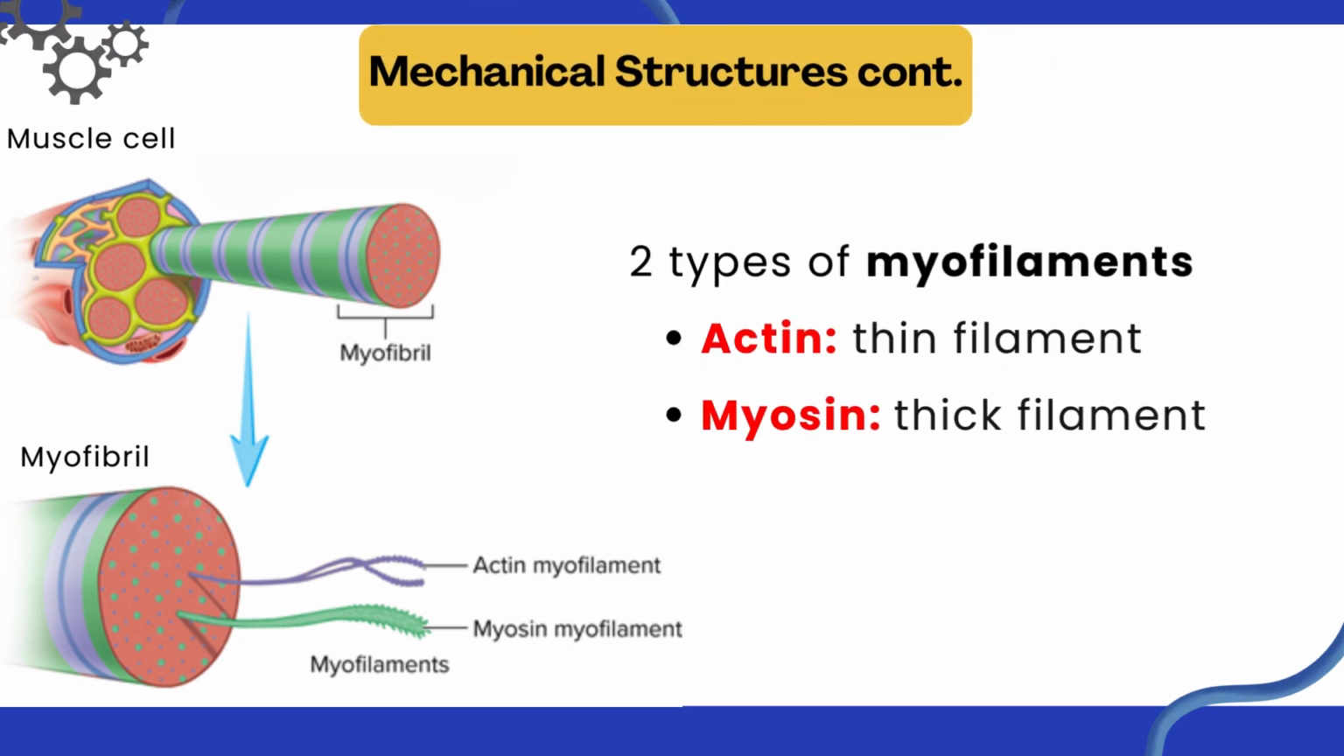The top image shows a muscle cell with 5 myofibrils. The bottom image is a close-up of 1 myofibril. Myofibrils contain smaller structures called myofilaments. 2 types of myofilaments are found in a myofibril. Shown at the bottom of this image, actin is the thin myofilament, while myosin is the thick filament. In our discussion, actin is shown in purple and myosin in green.